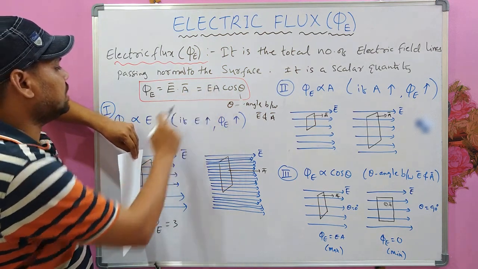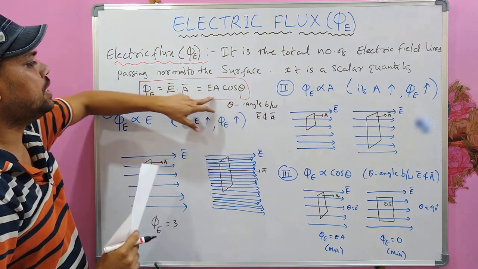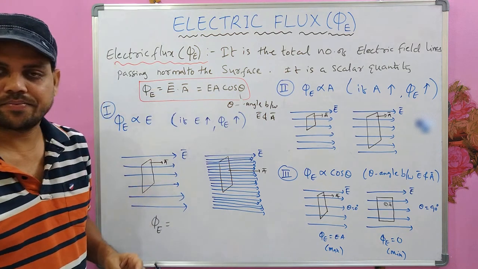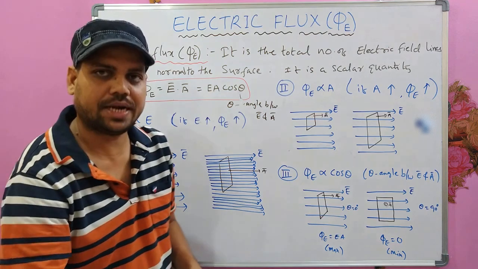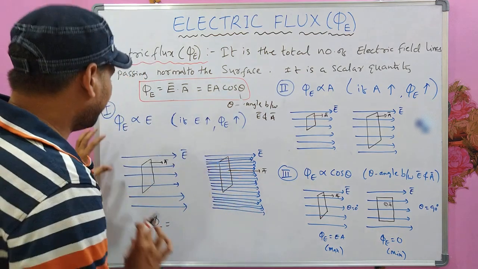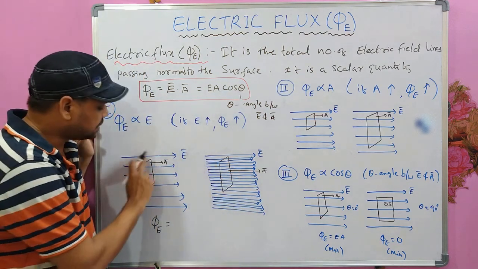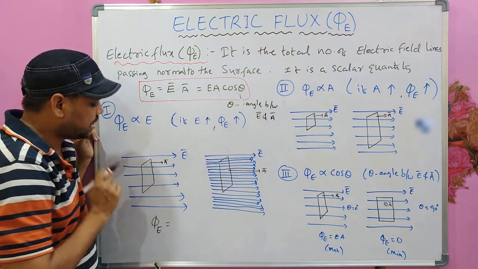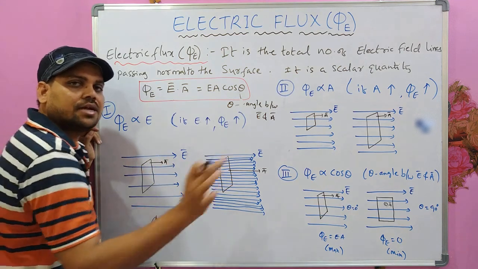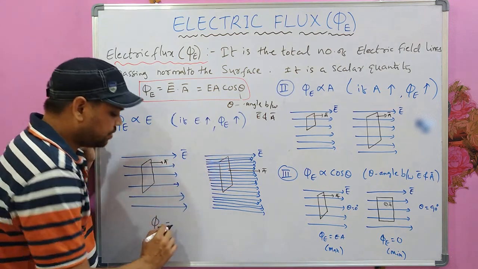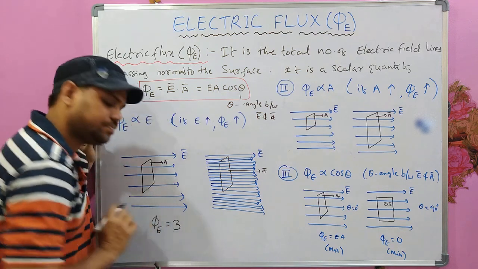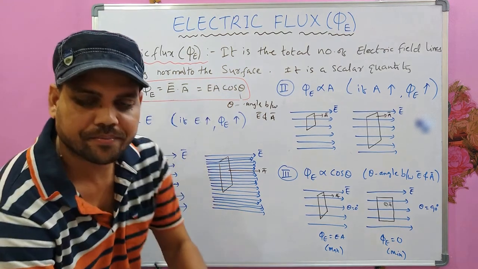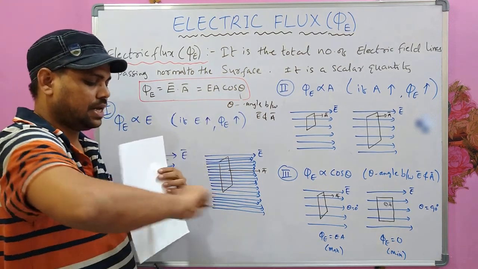So what would be the flux here? Phi equals EA. But to make you understand more clearly, if I count the number of lines passing through this area, if you see this picture, 1, 2, 3 lines are crossing the surface perpendicular to it. So let me write it as 3. Only 3 lines are passing.